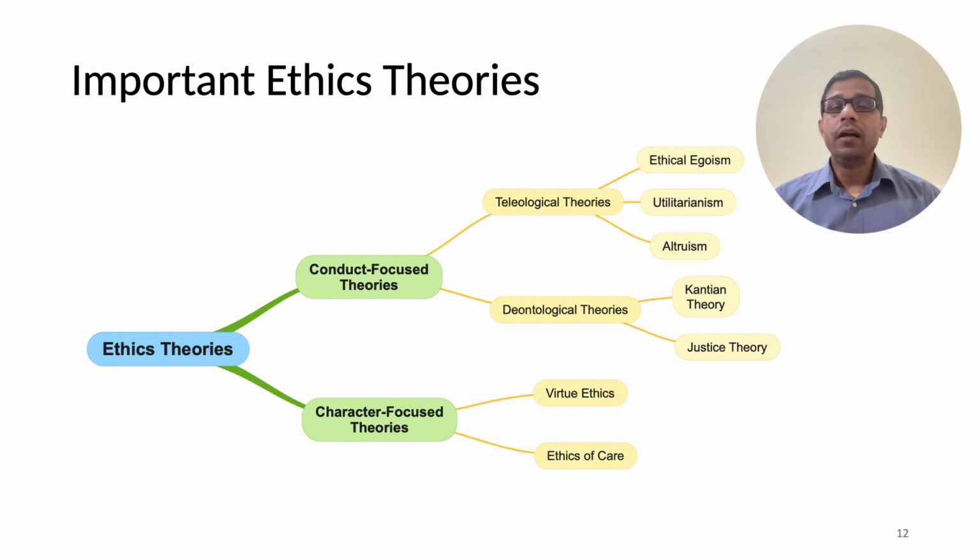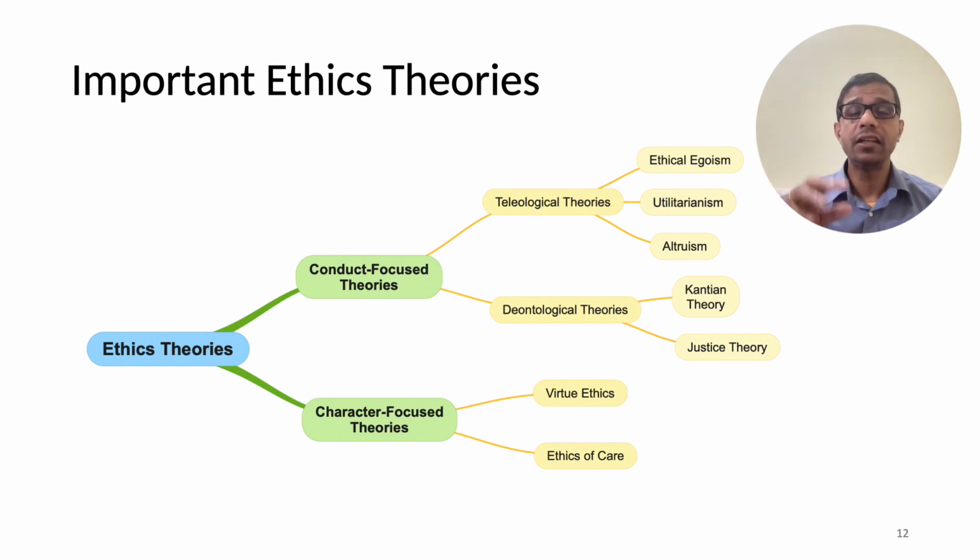Okay. Within that, again, we have three different categories of theories, which we will go through one by one. But before I go into those three different theories, let's quickly touch upon the deontological theories, because the deontological theories, being part of the conduct focused theories, are also theories that focus on action. So these theories decide which action is right and which action is wrong based on the merits of the action and not based on the consequence.